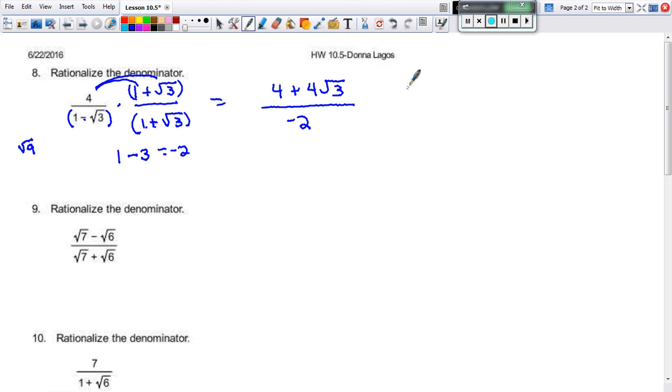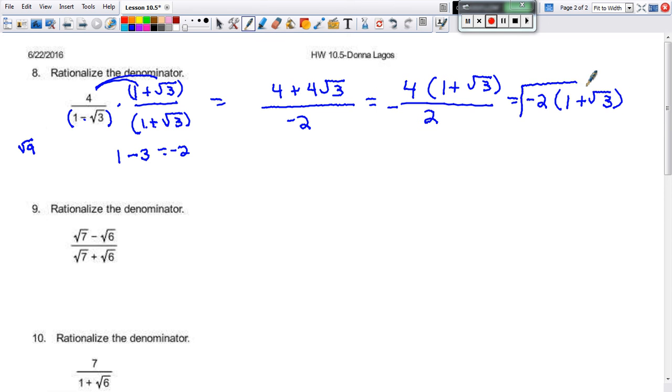The last thing you have to do is factor if you can. I can take a 4 out of the top. So I get 1 plus the square root of 3 over, you can move the negative out front, negative 2. You're not quite finished because you leave what's in the parentheses alone, but on the outside, 4 divided by negative 2 is negative 2. So you get negative 2 and then parentheses 1 plus the square root of 3, and that one is finished.